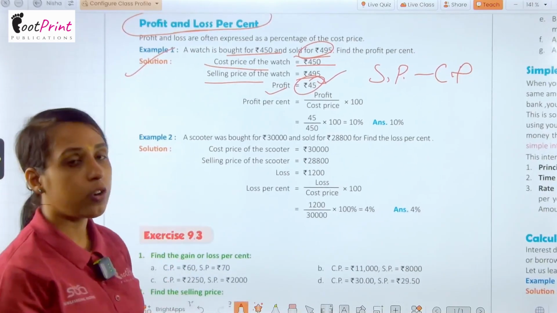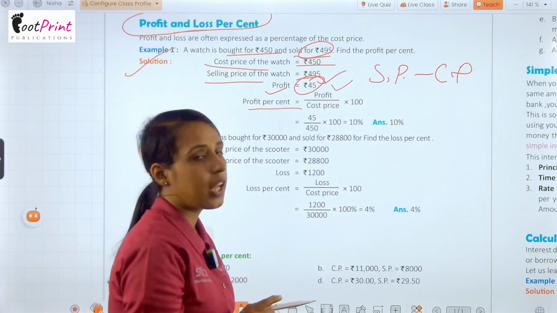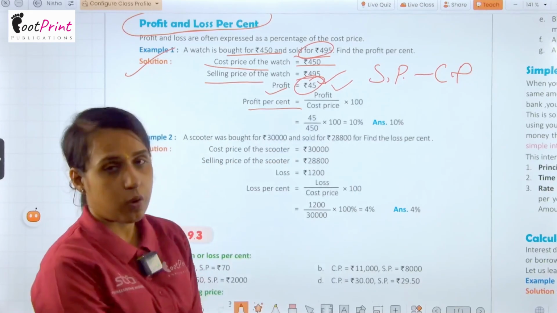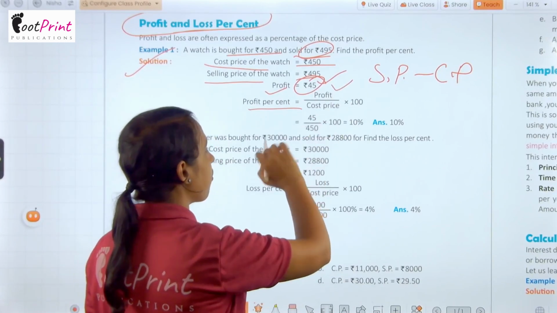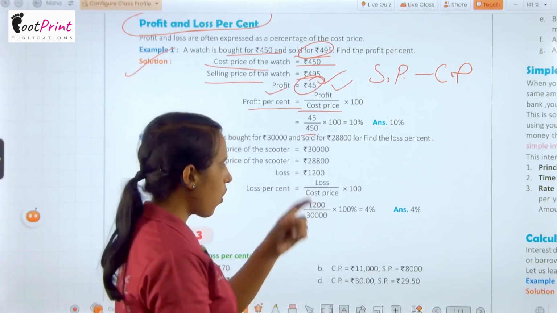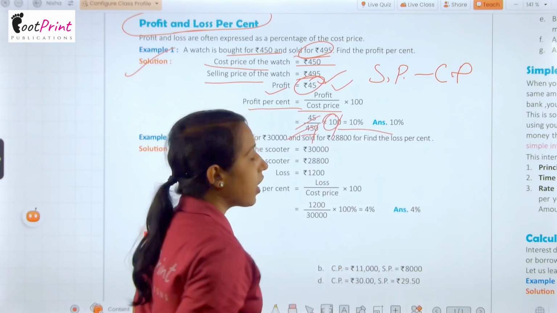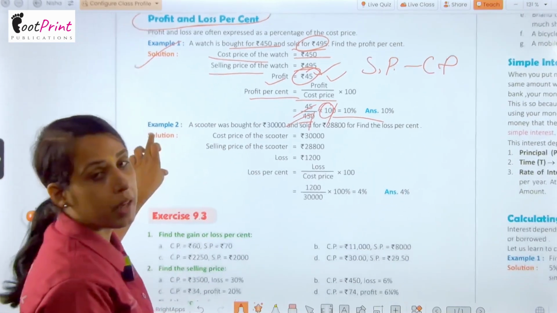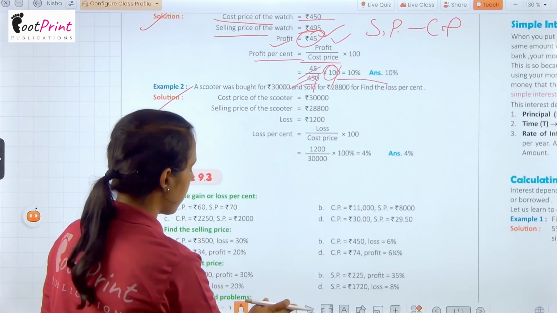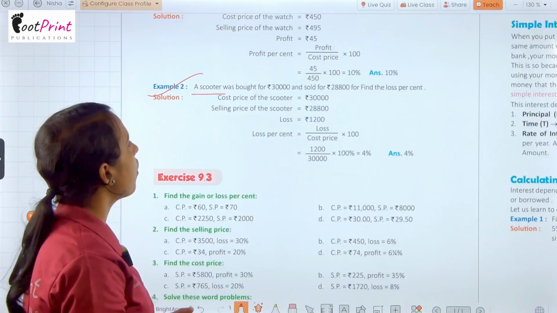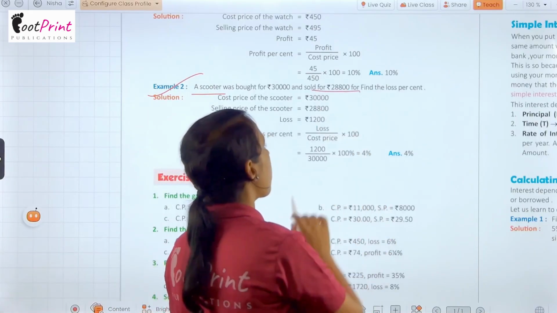And now we have to find out profit in percent. So how do we find it in percent? So first we write profit upon cost price, that is CP, into 100 to find out the percent. So profit is 45 and CP is 450 into 100. So 0 is cancelled by 0, 45 and 45, here we have only 10, that is 10%. So we can write here profit percent is 10%. Okay, now we have example number 2, let's see here. A scooter was bought for 30,000 rupees and sold at 28,800 rupees.